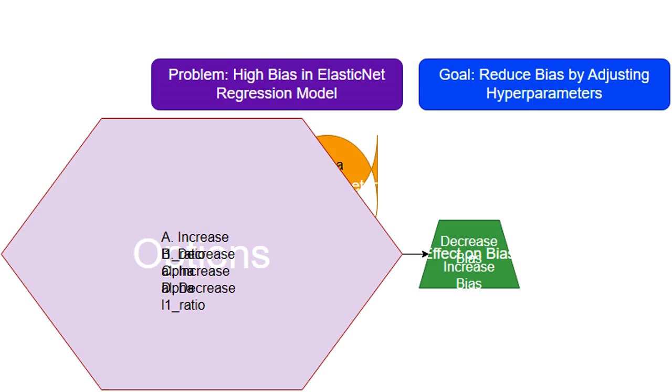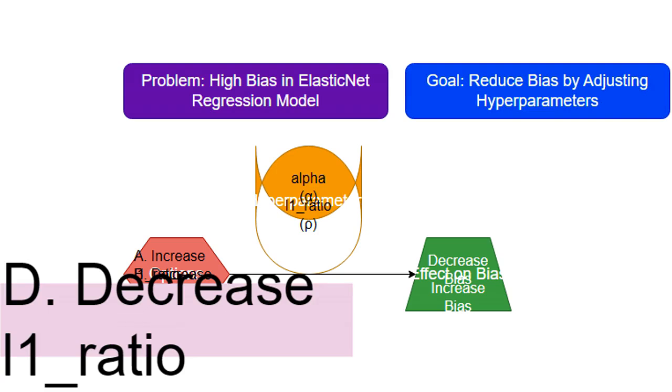By decreasing alpha, I weaken the regularization. This allows my model to become more complex and potentially reduce bias. This is a good option. Lowering the L1 ratio moves the model towards ridge regression. Ridge regression typically results in less biased models than lasso, which is what you get with a high L1 ratio. This is also a good choice.